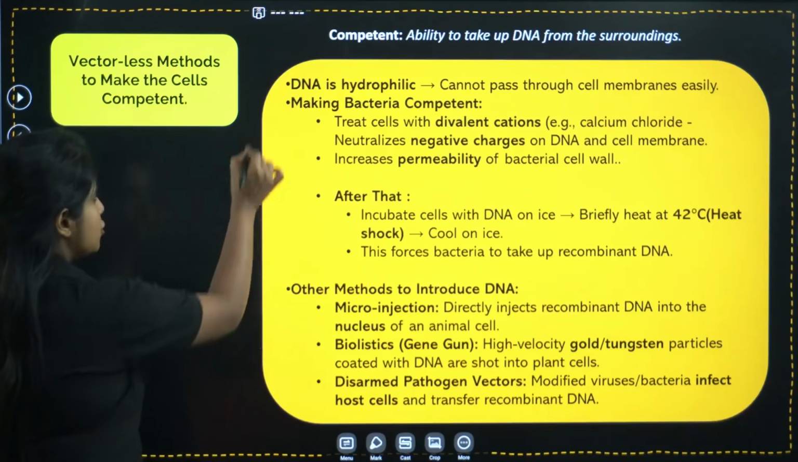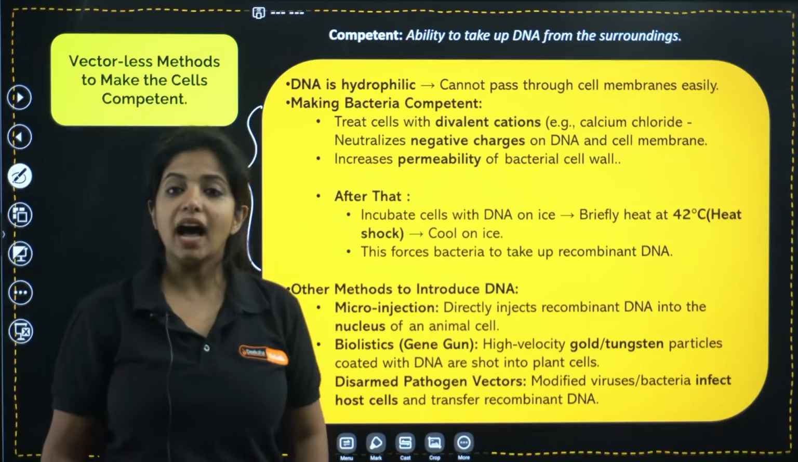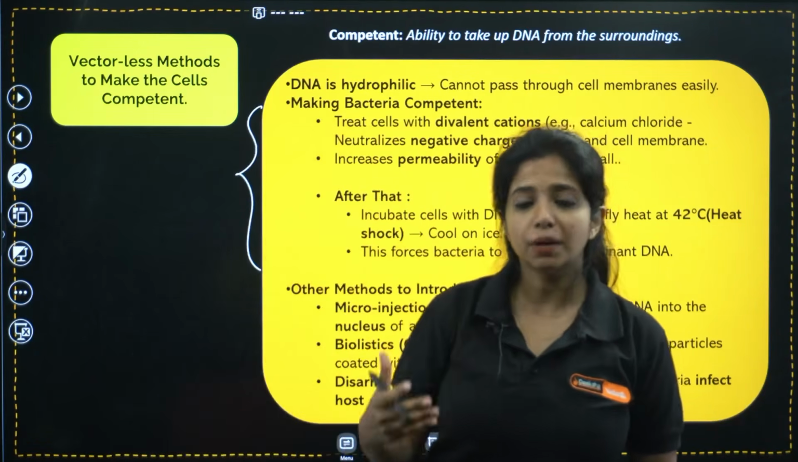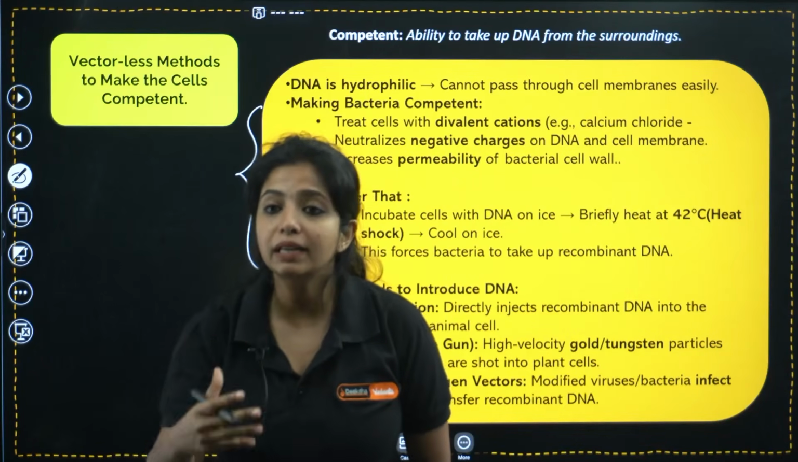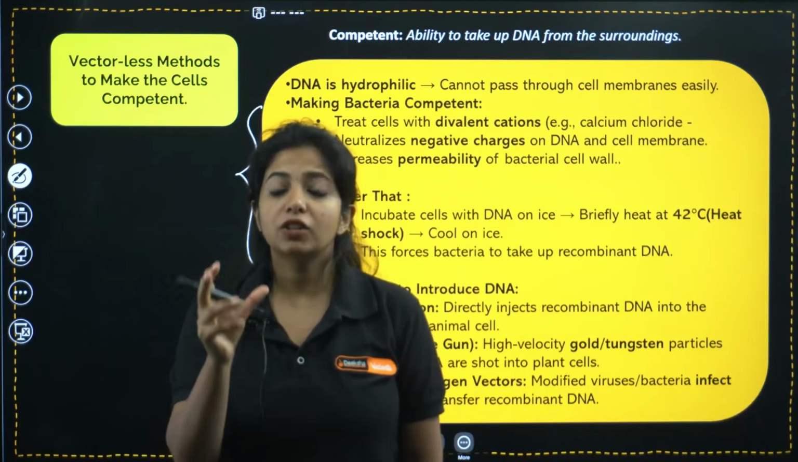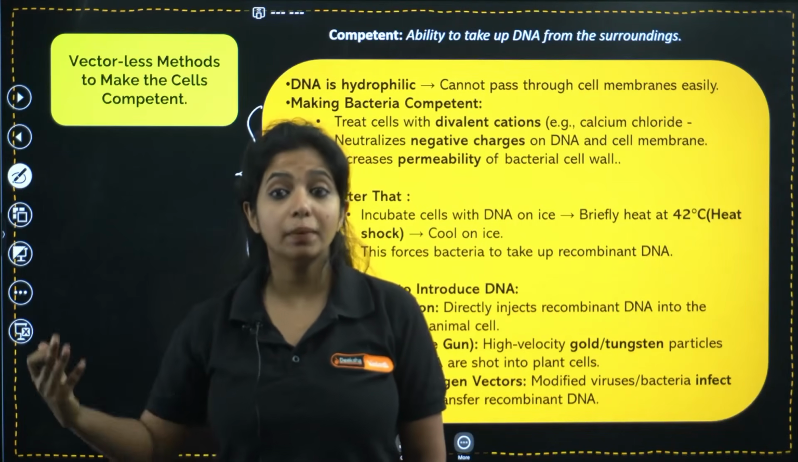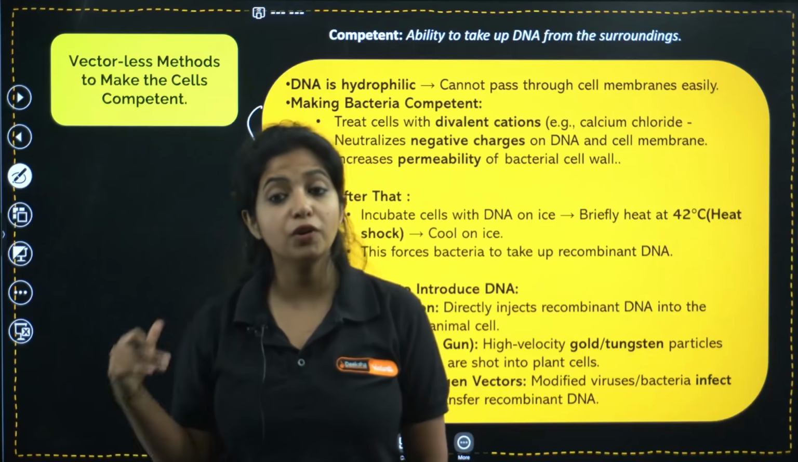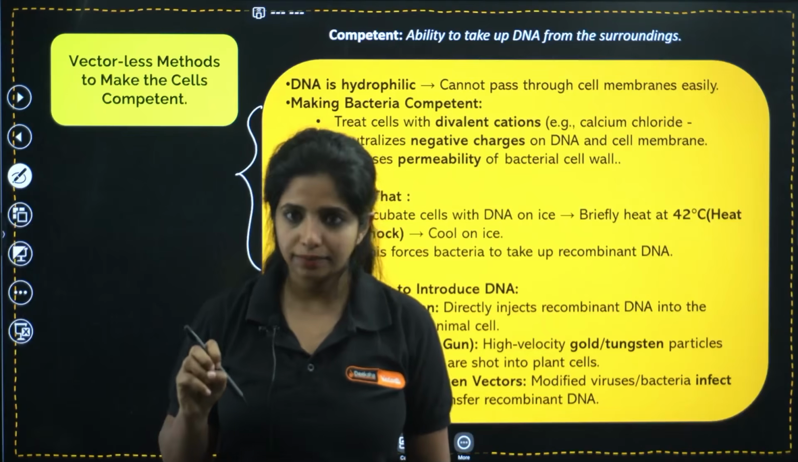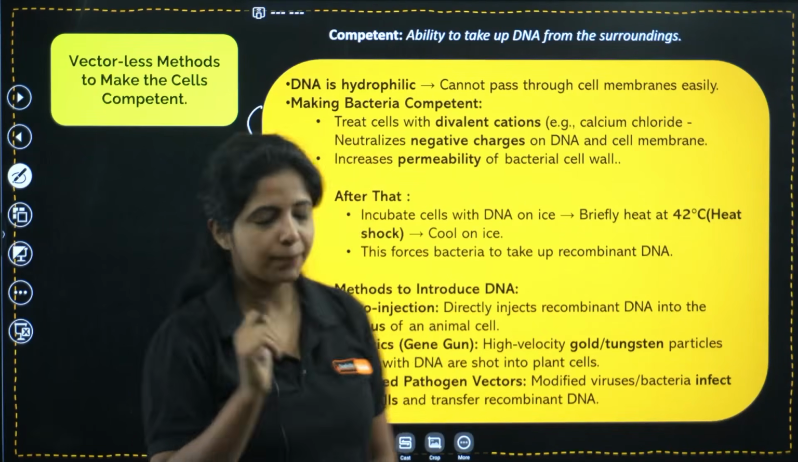First of all, my dear children, you need to understand a term that is known as competent. I say that vectorless methods make the cell competent. By that I mean these cells have the ability to take up DNA from the surrounding. So when I say that I want to make a bacterial cell competent, I want to make that cell able to take up DNA from outside. That is the meaning of competent. Okay, got it? Now listen to me.